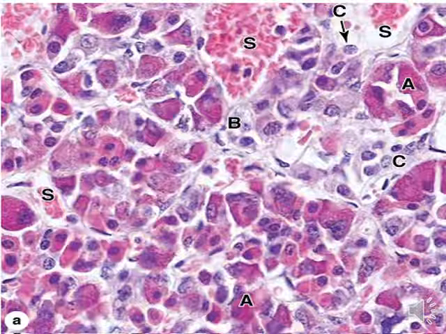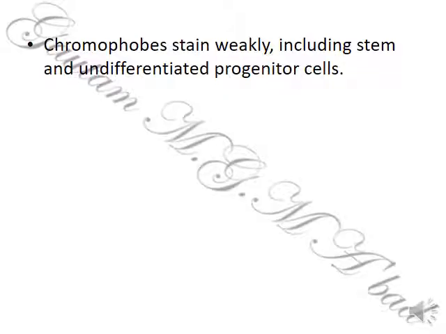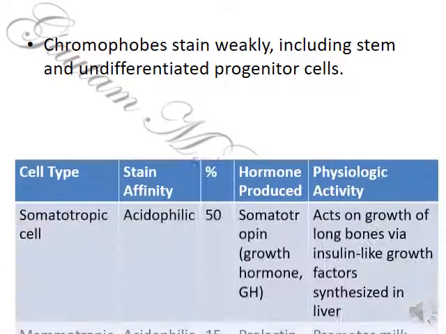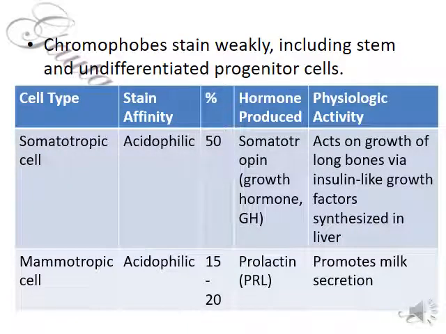Now we'll move to the next slide, as a table. What are the secretions of the pituitary gland? Chromophobes stain weakly and include stem cells and differentiated progenitor cells. Now we'll go to the secretions.